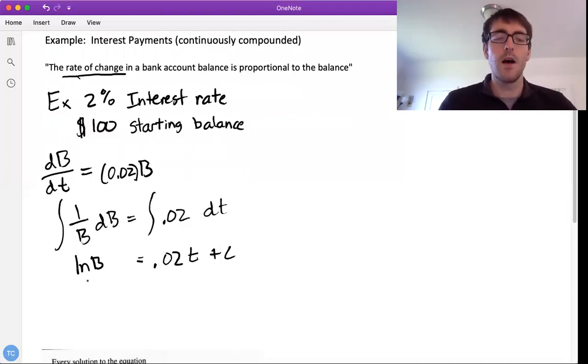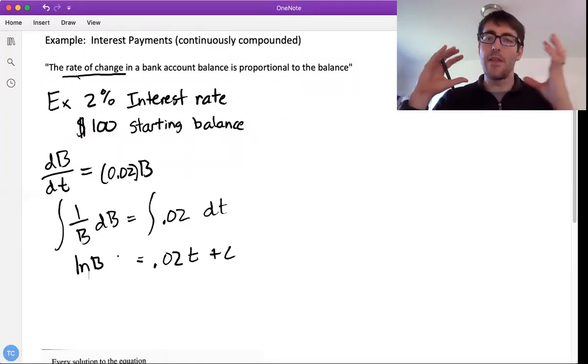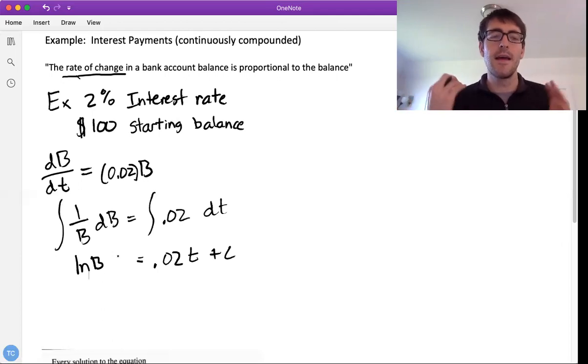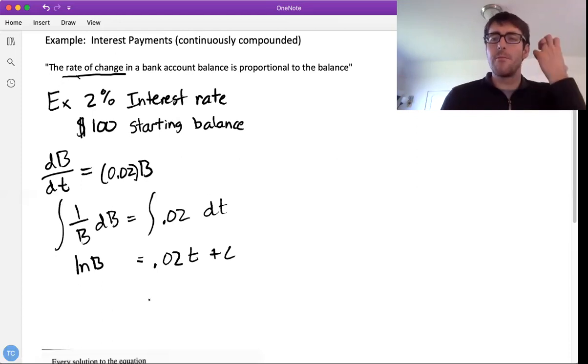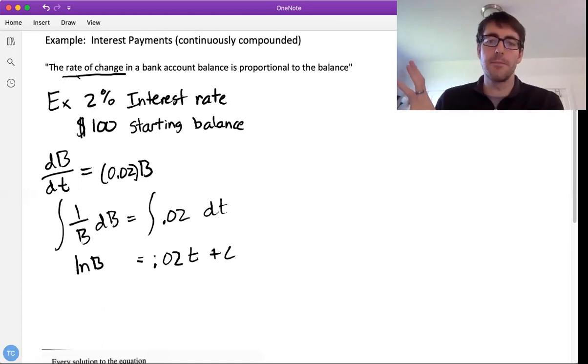Okay, so this is a perfectly valid answer to the differential equation. This is a way of representing what the balance is and how that compares to time. That said, it's not a very intuitive answer, right? What we really want is some function b equals things involving time.